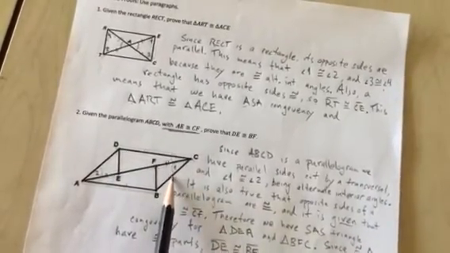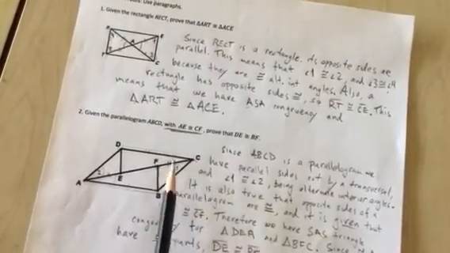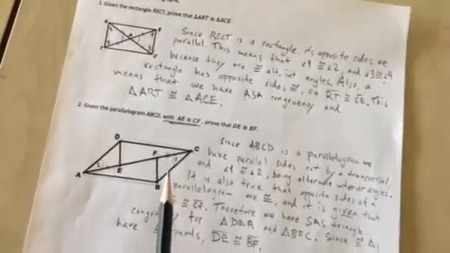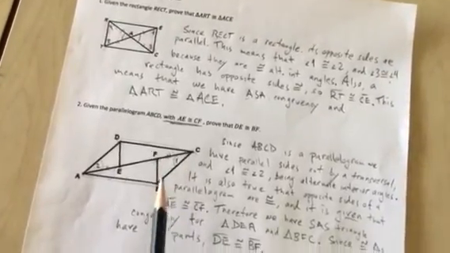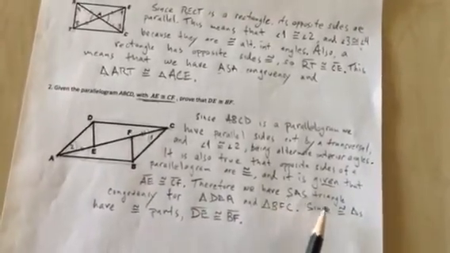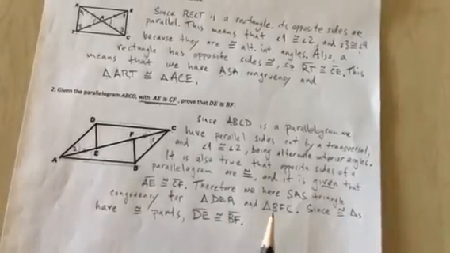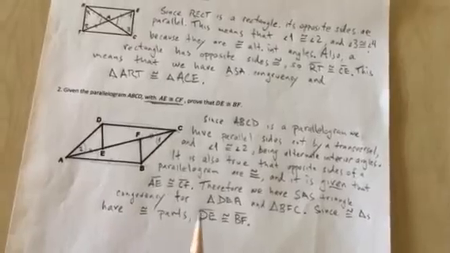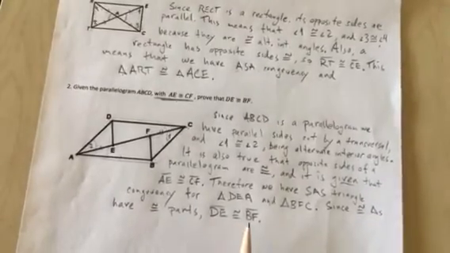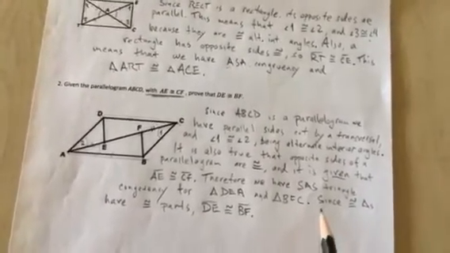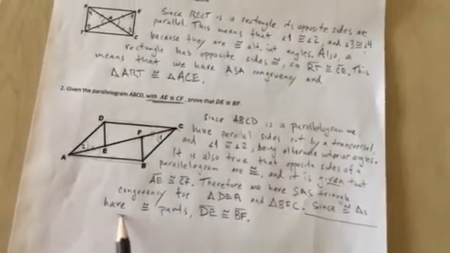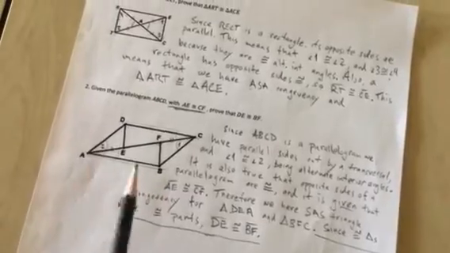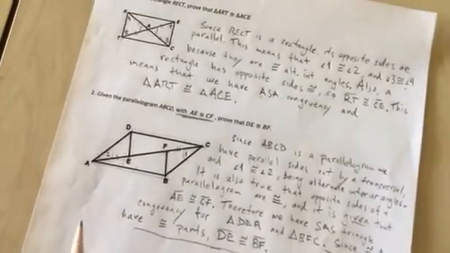Therefore, we can say congruent side, congruent angle in between them, side, angle, side. And that's how I'm proving that these two triangles are congruent. Therefore, we have side, angle, side triangle congruency for triangle DEA and triangle BFC. Since congruent triangles have congruent parts, side DE is congruent to BF. That is kind of the core of the strategy, folks, is to show that if you have congruent triangles, you have other congruent parts of those triangles.